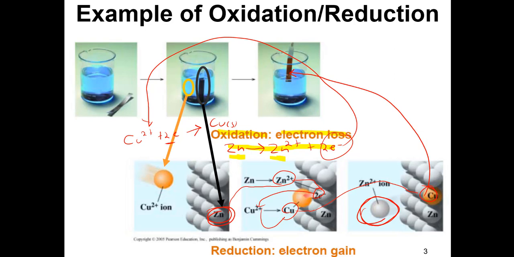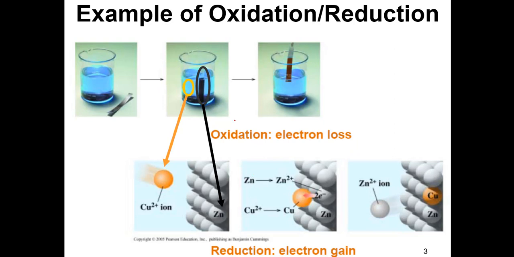Now, the fancy term for gaining electrons is called reduction. So in the left-hand corner, here's my copper ion. Because it's gaining 2 electrons, forming solid copper, we say that it underwent reduction. So make sure you have those terms memorized: oxidation and reduction.